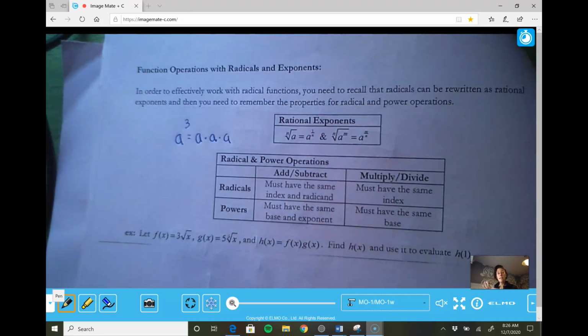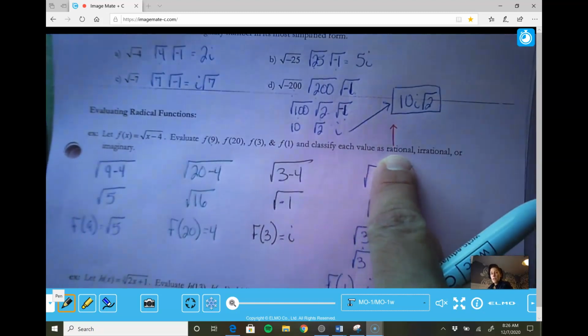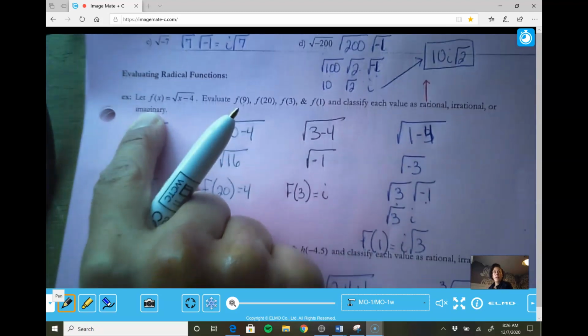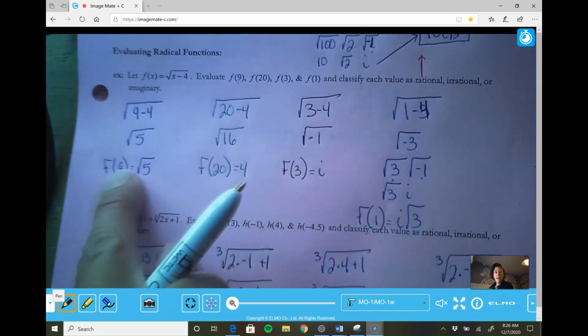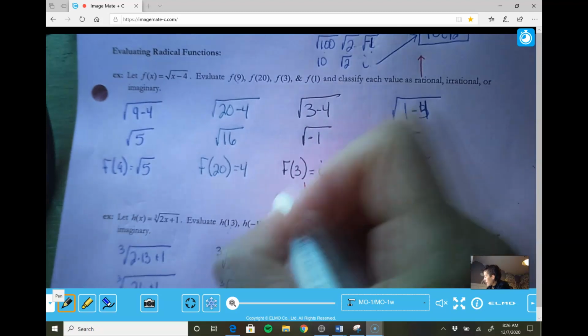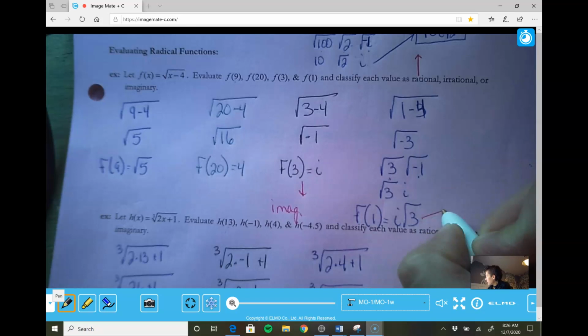So I guess at this point, this is a good time to go back and, which I just realized once I saw that word, that we didn't talk about classifying these numbers. So I just want to touch base on this. So rational numbers, irrational, or imaginary. Imaginary numbers are numbers that have an i in them. So when I need to start classifying my answers, I would say that this is imaginary because I ended up with an i.